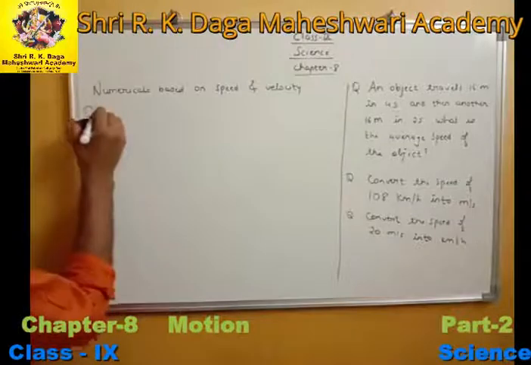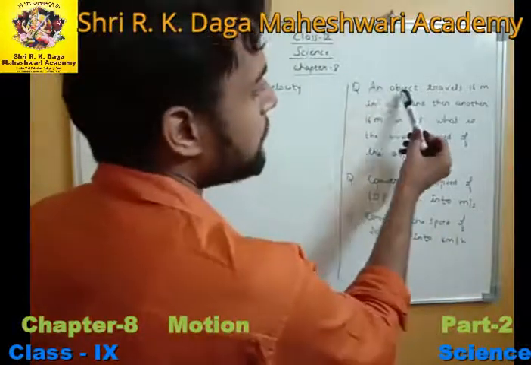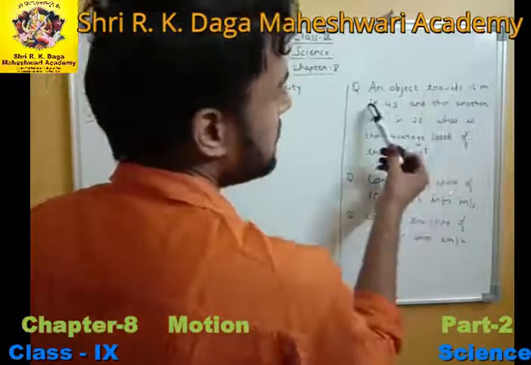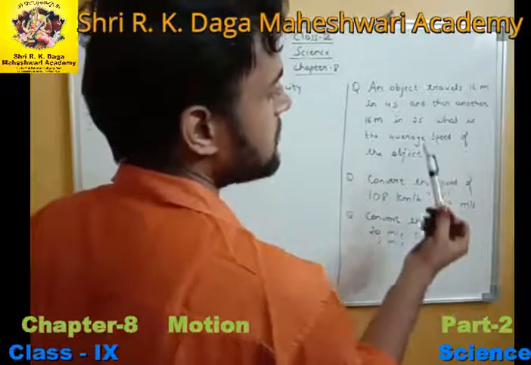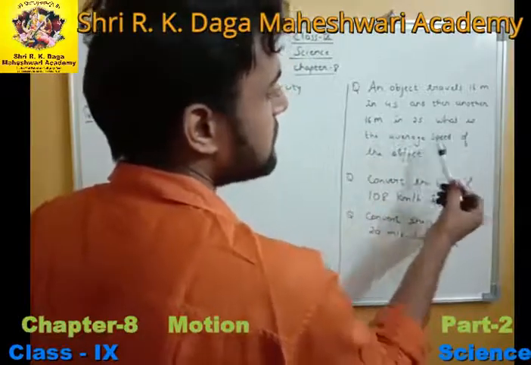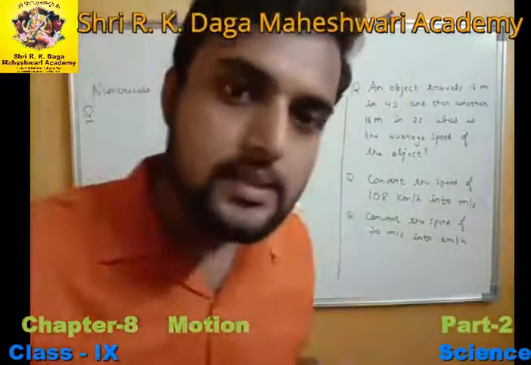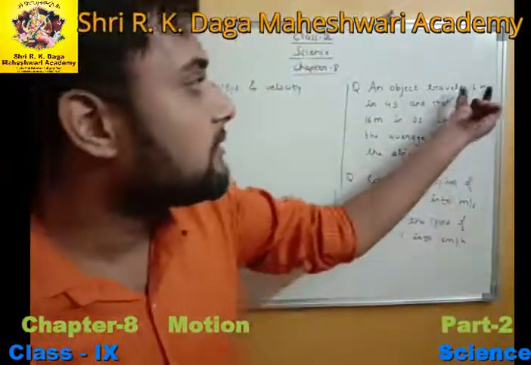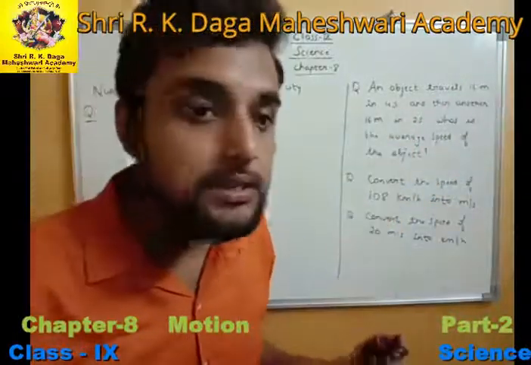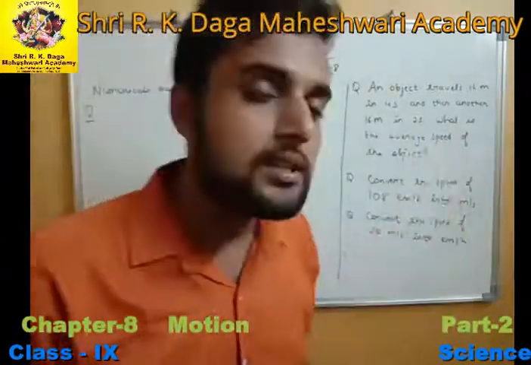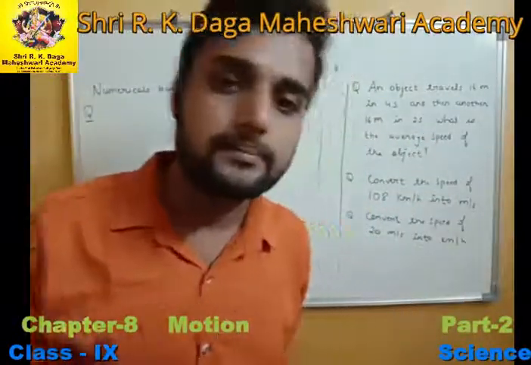First of all, we will discuss the first question, which states that an object travels 16 meter in 4 seconds and then another 16 meter in 2 seconds. What is the average speed of the object? Okay, so first let us consider an object. It will travel a distance of 16 meter in 4 seconds and then another 16 meter in 2 seconds. Now we have to calculate its average speed.